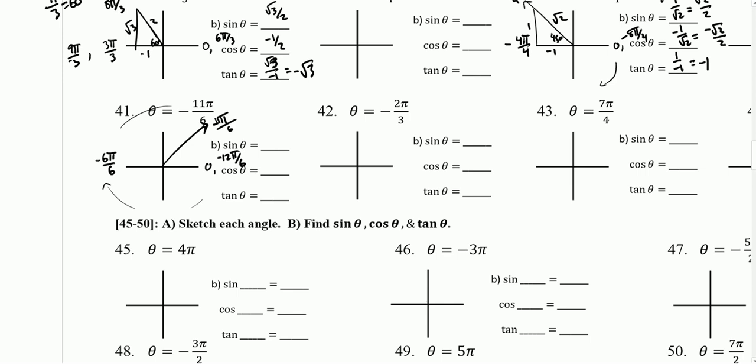And the reference angle is going to be the difference between 11 and 12 pi over 6, which is pi over 6. Pi is 180. 180 divided by 6 is 30 degrees. So 30, 60, 90. I'm going to make the hypotenuse 2. It makes the opposite side 1 and the adjacent side √3. So sine is opposite over hypotenuse. Cosine is adjacent over hypotenuse. And tangent is opposite over adjacent. Multiply top and bottom by √3 to get √3 over 3.